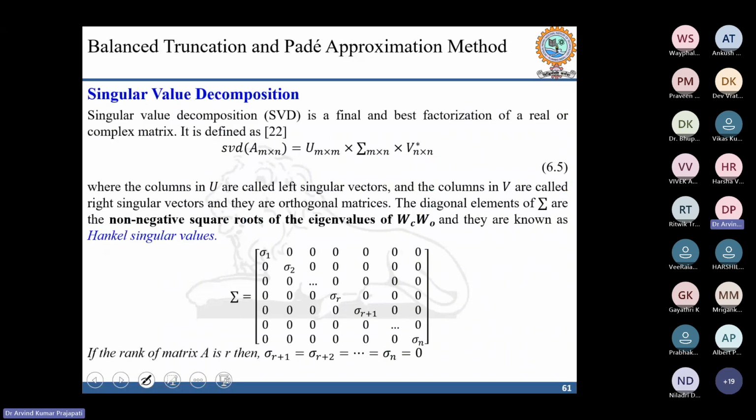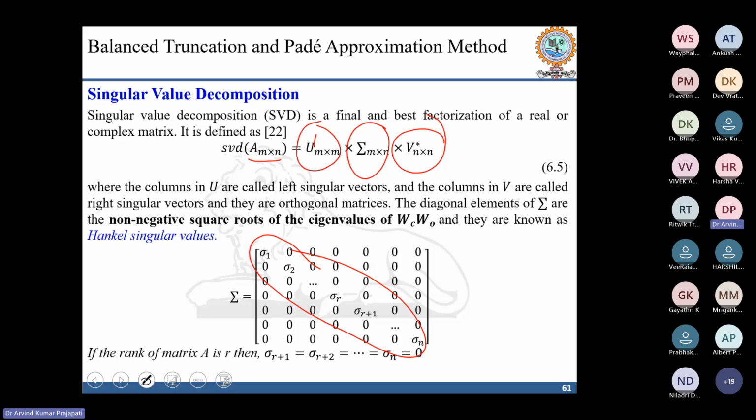The next step you have to learn in balanced truncation is called singular value decomposition. Singular value decomposition is used for the factorization of a non-square matrix into square matrices. Here, A is a matrix of order m cross n, so you can convert it into a product of square matrices. This is a square matrix, this is a square matrix, and this is the diagonal matrix. This diagonal matrix is very important.